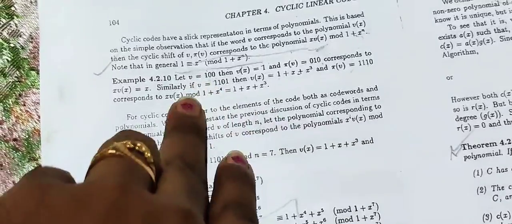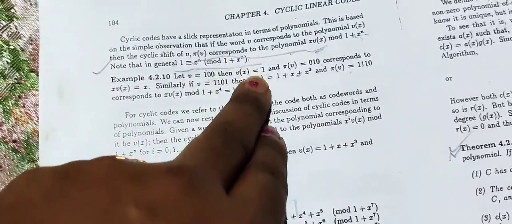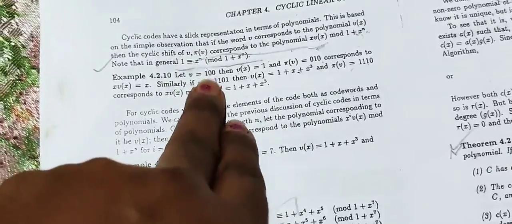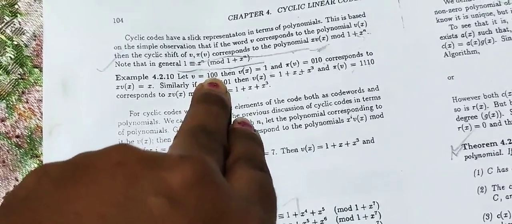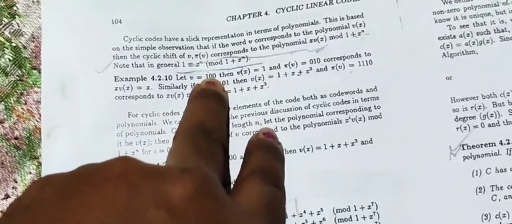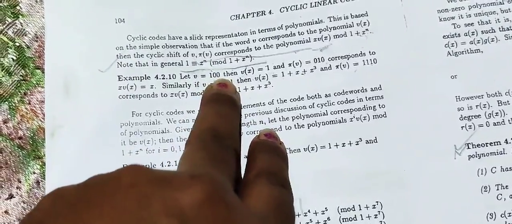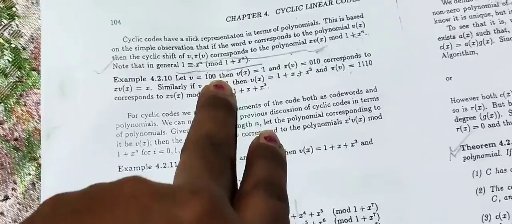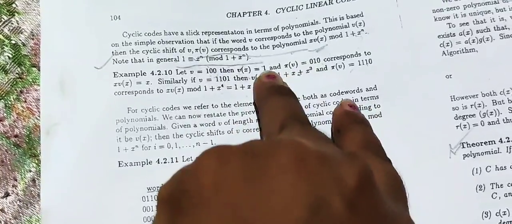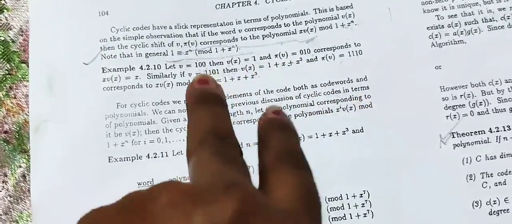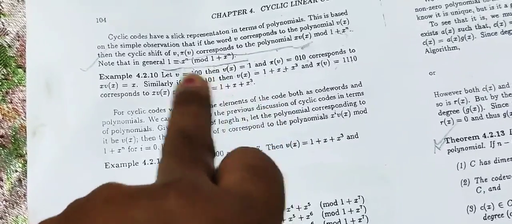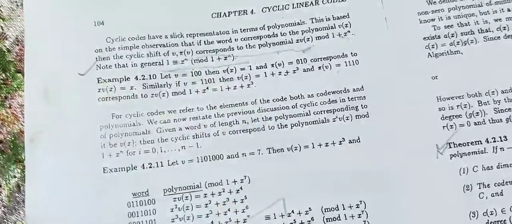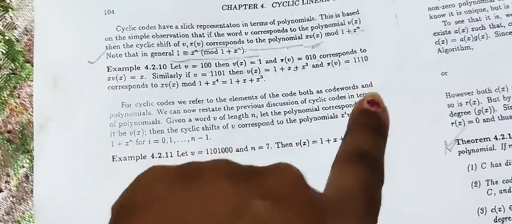Here is an example. Here v is 1 0 0. Then the corresponding polynomial is 1. That means the first digit is 1, the second is 0, so the coefficient of x is 0, and the third is x square, so the coefficient of x square is 0. So the polynomial is 1. And pi of v is what? The last digit is 0, so it turns into the first one: 0 1 0.